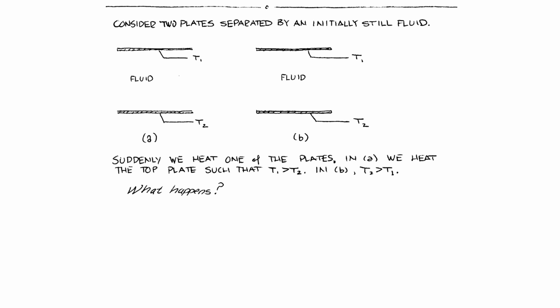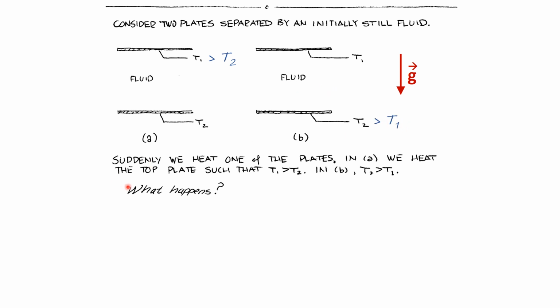So we've got two plates in this exercise, and they're separated by a fluid that, at least initially, is just standing still. It's not moving at all, right? And then we suddenly are going to heat one of the plates. In case A, we heat the top plate, and in case B, we heat the bottom plate, right? In both cases, I should make clear here, gravity's arrow is facing this way. Case A, T1 is greater than T2. Case B, T2 is greater than T1.